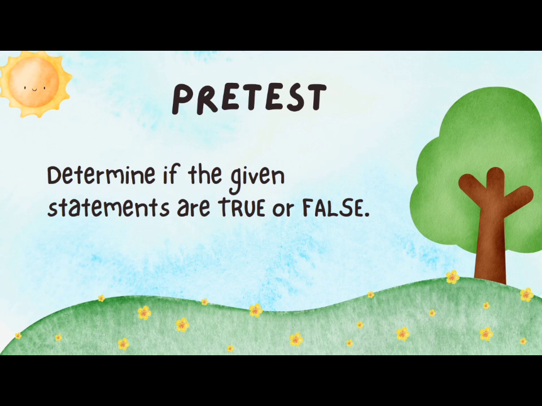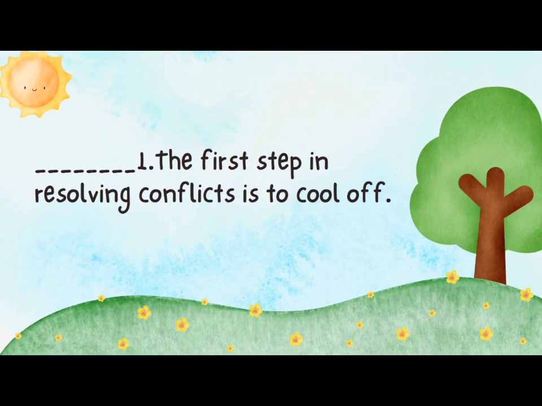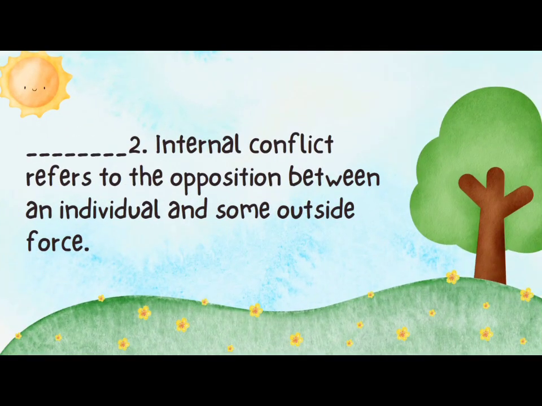Let us begin this lesson through a pretest. Are you ready? Let's start. Determine if the given statements are true or false. Number 1. The first step in resolving conflicts is to cool off. Is this true or false? Next, number 2. Internal conflict refers to the opposition between an individual and some outside force. Is this true or is this false?